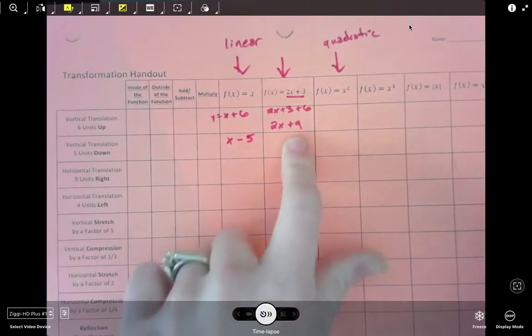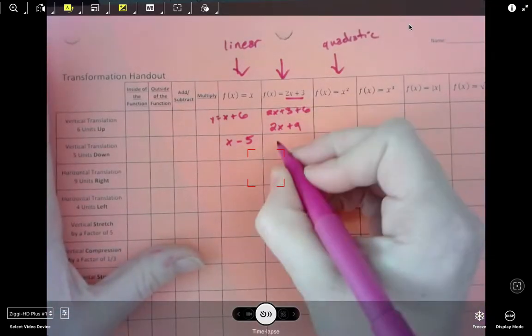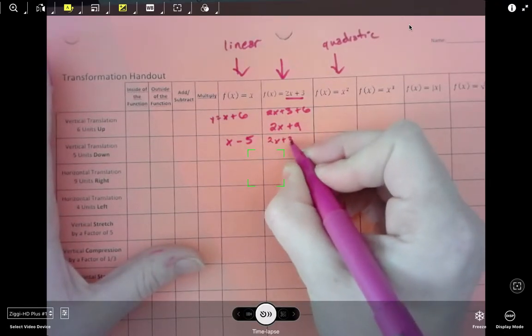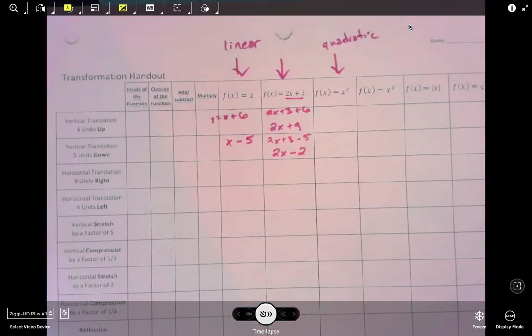So it's going to be a little bit different when you have a linear function that's not just y equals x, right? You have to actually do some computational things to get it simplified, okay? And this will be 2x plus 3 minus 5, so it will be 2x minus 2. That's what the function will look like, okay?